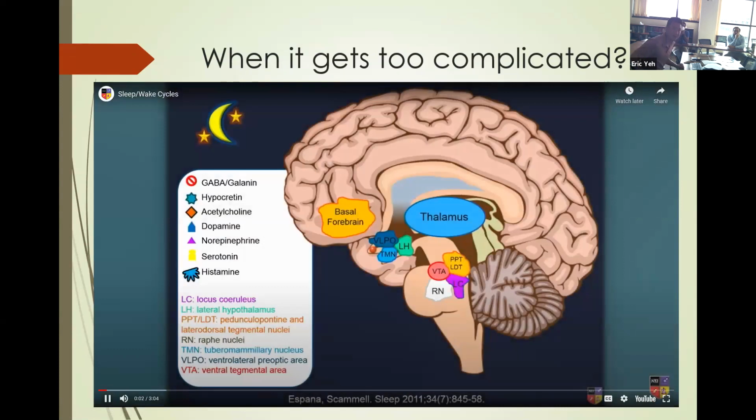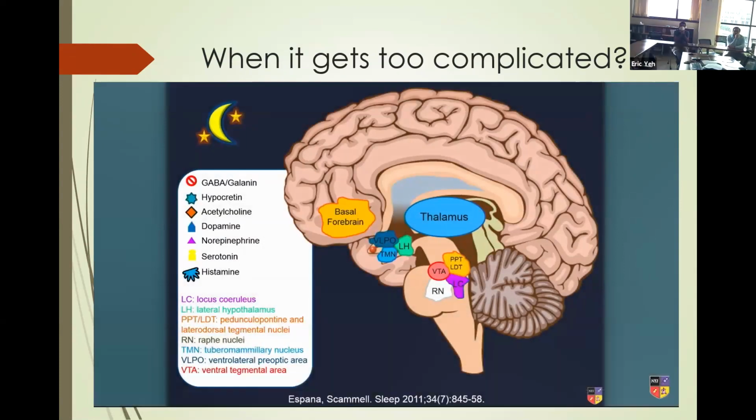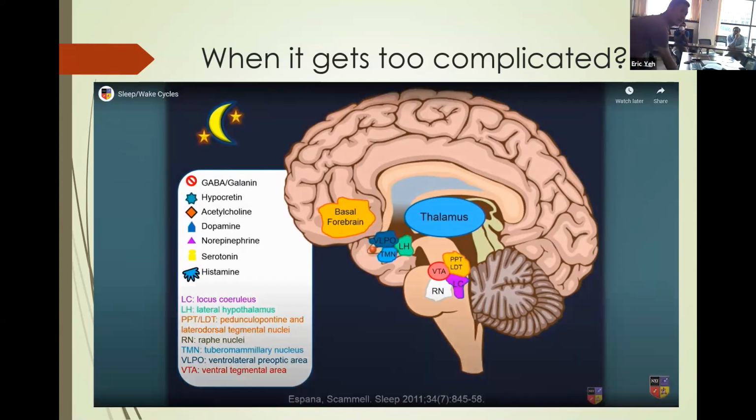Being sleepy is easy, so look at the dark blue VLPO, ventrolateral preoptic area. If I turn that one on, it's nighttime, I'm supposed to go to sleep, the light has gone away. Look at that, that was cool.